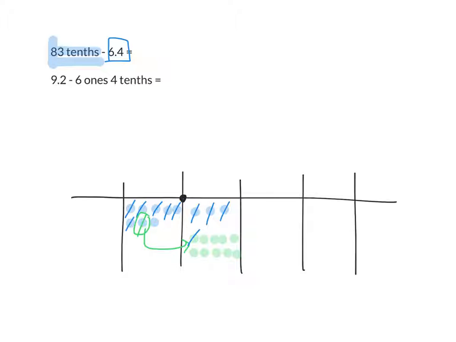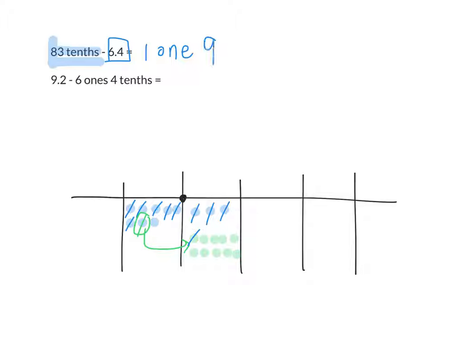Okay, now we're done. Now we've crossed out 6 ones and 4 tenths. How come it looks like I crossed out 7 ones? Because don't forget, one of those ones was used to regroup. Now let's see what we have left. How many ones do we have left? 1. How many tenths do we have left?